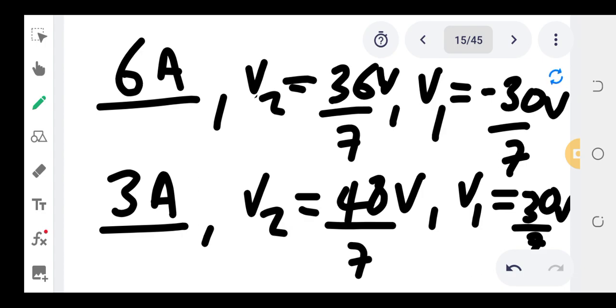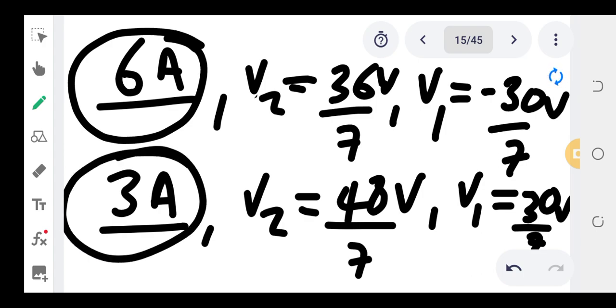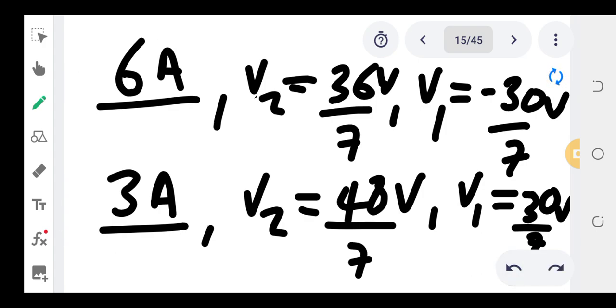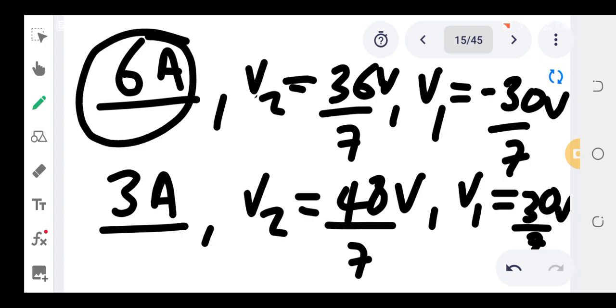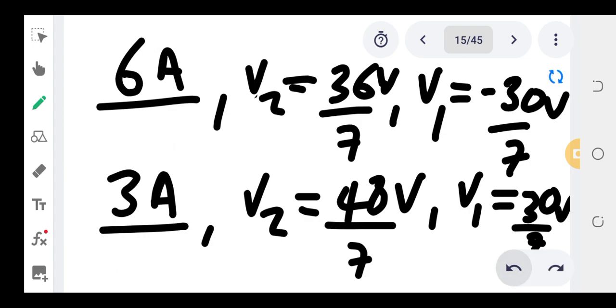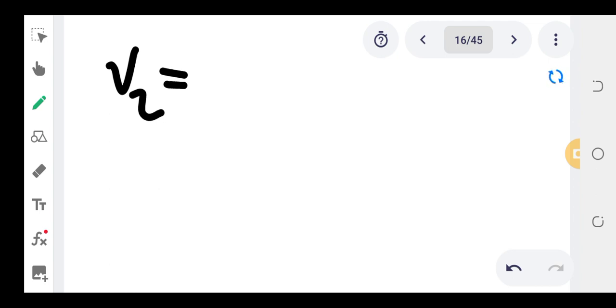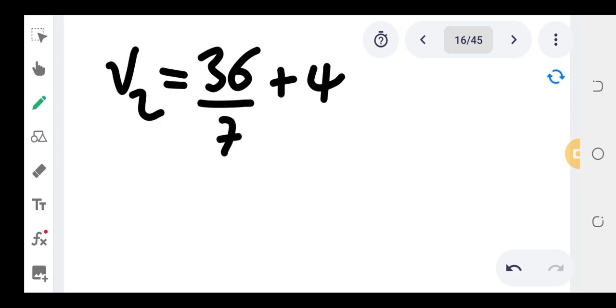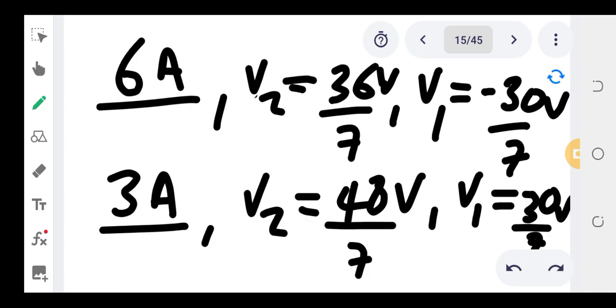So after coming up with a value when a single source is in operation, we must add their effects. We are going to add the contribution of the 6 amps and the contribution of the 3 amps together. So to come up with a final V2, I will add 36 over 7 plus 48 over 7. So we are getting 12 volts.